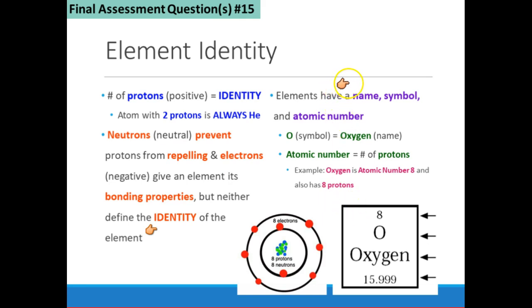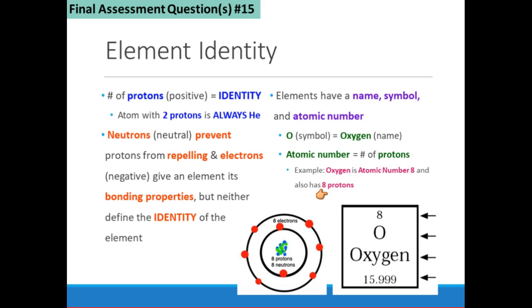Only protons define identity. So when we look at the periodic table, or we look at one of the boxes on the periodic table, we can see elements have a name, like oxygen. They have a symbol, like O, and they have an atomic number, like 8. And that atomic number, 8, tells you the number of protons. So oxygen has an atomic number of 8, which means it also has 8 protons.